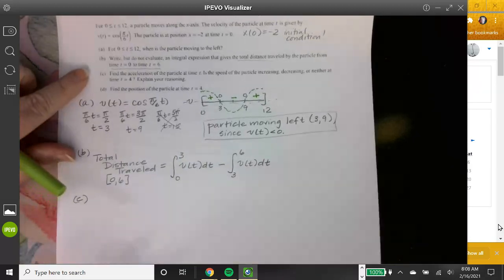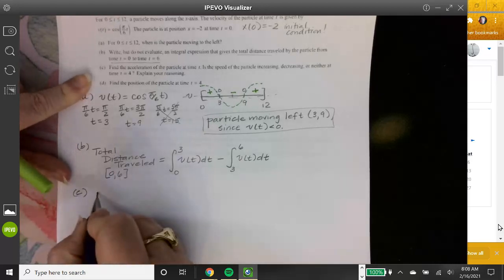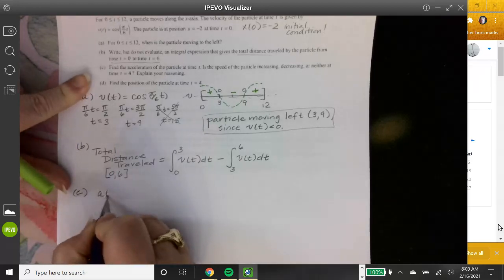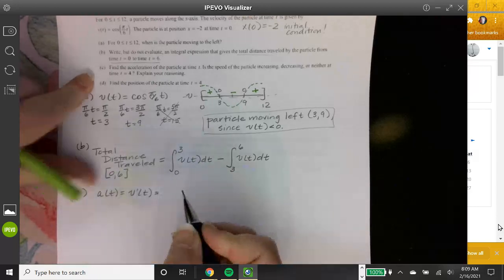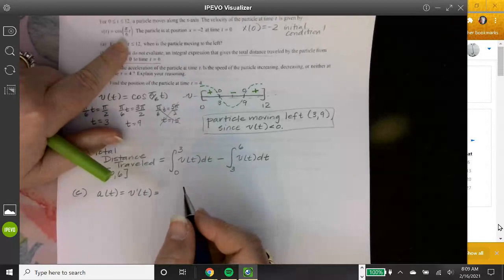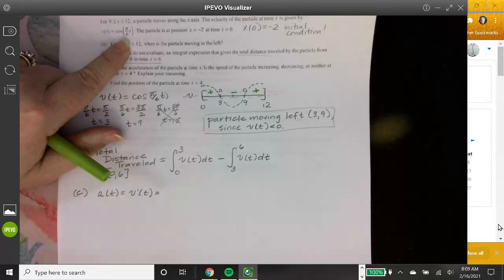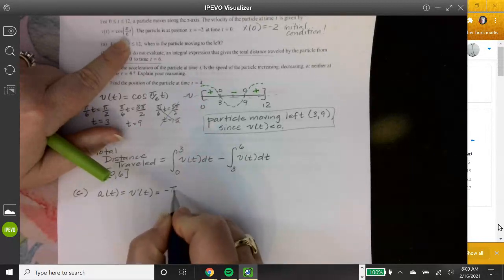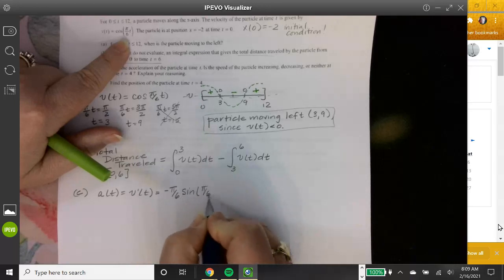Part C says find the acceleration of the particle at time t. Okay, so acceleration is the derivative of velocity, which in this case, if I take the derivative of this cosine function, the derivative of cosine is negative sine pi over 6 t times pi over 6. So this is going to be negative pi over 6 sine of pi over 6 t.